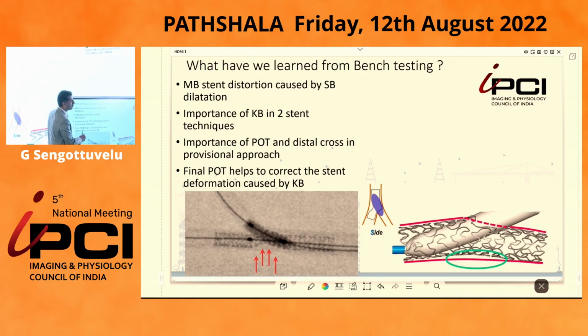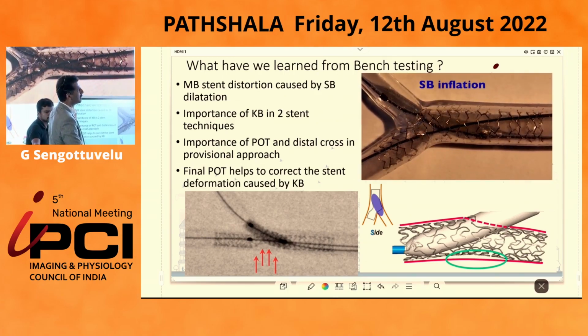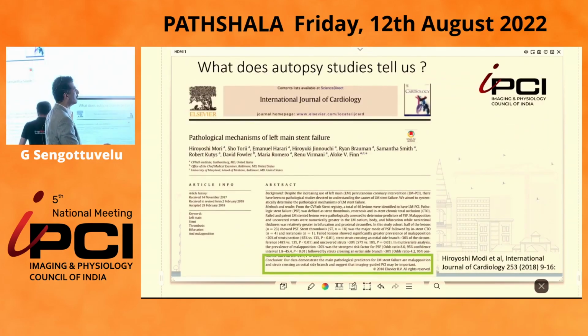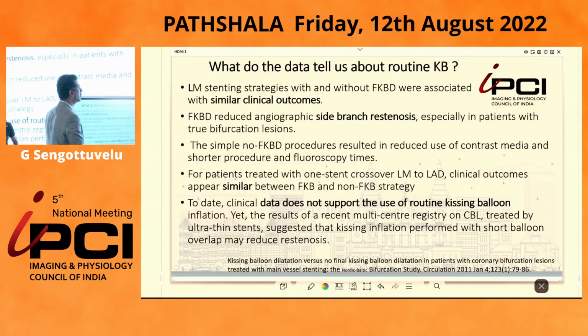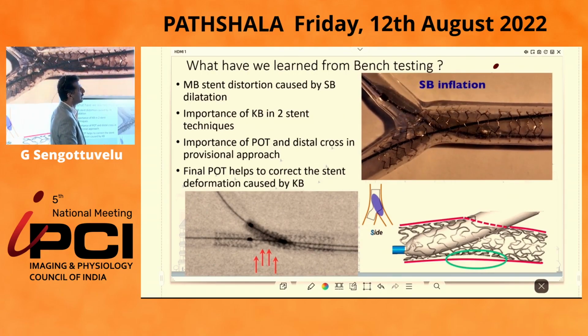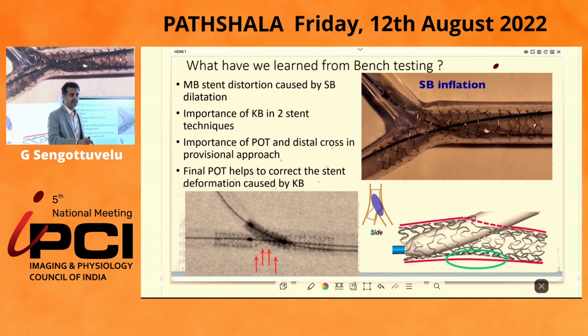Can you move to the next slide, please? So you can see the video where we have stented the main branch and we're dilating the side branch with the balloon, and we can see that there is a distortion caused by the balloon. At this point, we can see some distortion, and this is very important to know, because once you put a balloon into the side branch, we have to kiss, otherwise you're going to cause distortion of the stent.